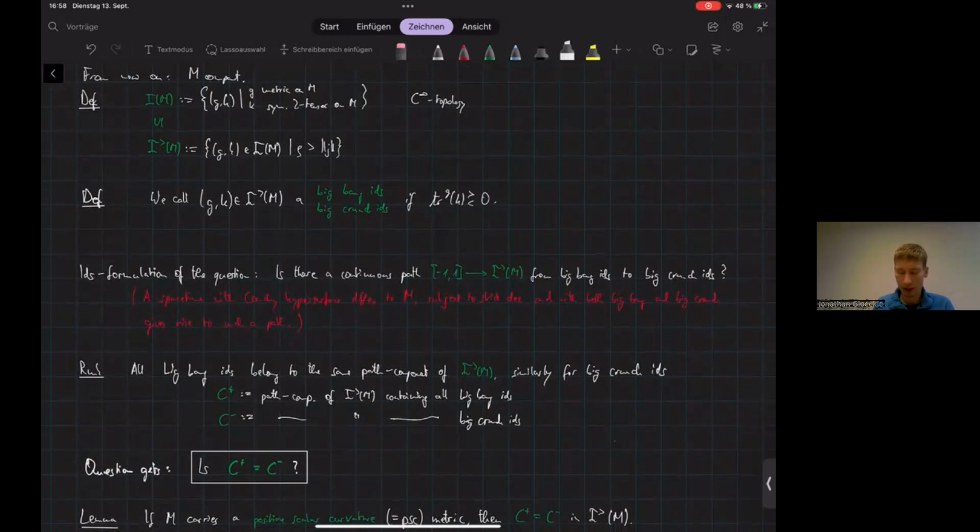Basically, the existence of such a path is a question about path components inside the space of initial data sets that strictly satisfy the dominant energy condition. Namely, what you can easily check, but is a short calculation, is that all Big Bang initial data sets actually belong to the same component inside the space. And we call this component C+. And all the Big Crunch initial data sets will also form one component of the space, which we call C-. But the question now is, are these components the same? When there is a path from a Big Bang to a Big Crunch initial data set, then those components will be the same. And if we can somehow show that those components are not the same, we can distinguish these two components, then there cannot be such a continuous path.